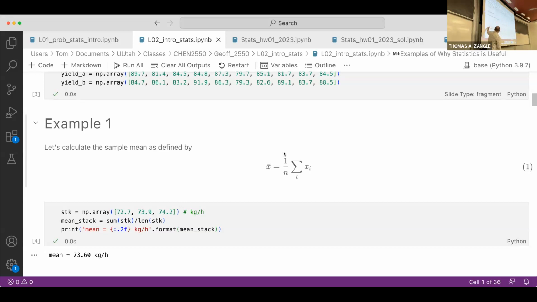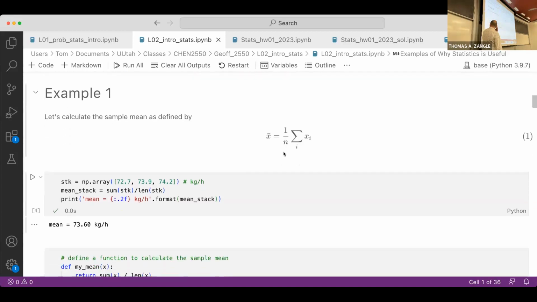So to do that in Python, we define a variable as a NumPy array containing the 3 measured values. I'll note here, comments are really important. Whenever you put in a value that has units, just put the units as a comment behind it. That's really good practice to get into, just so you know what that number is. So we're using a comment here, saying this is in kilograms per hour.